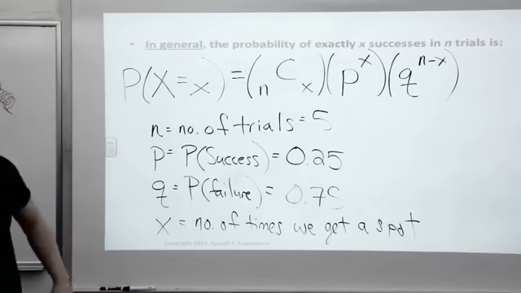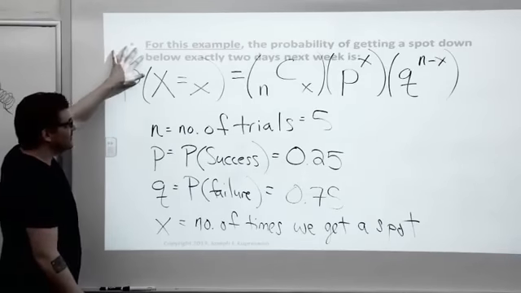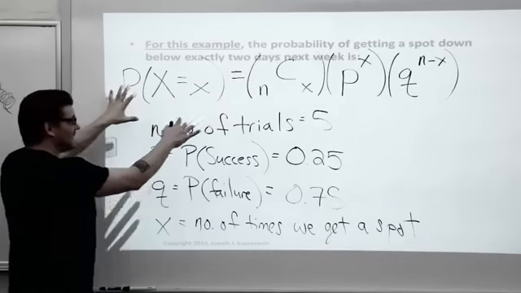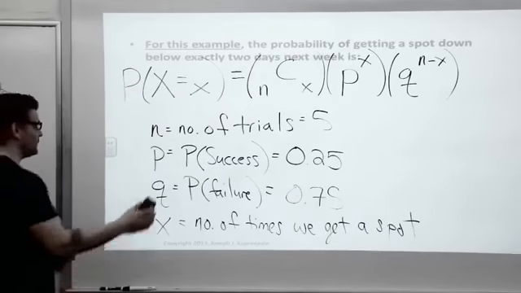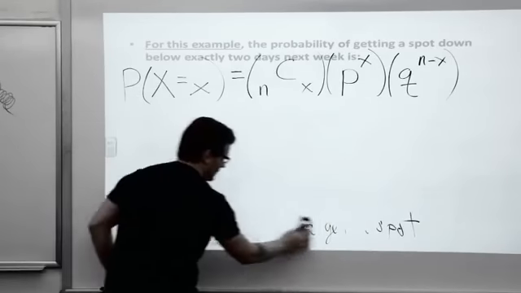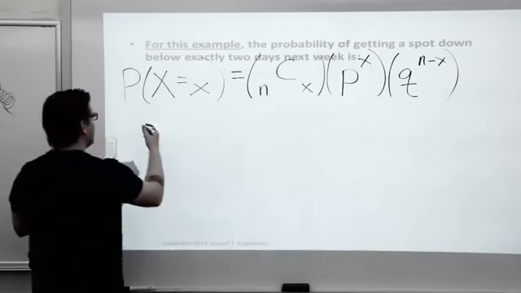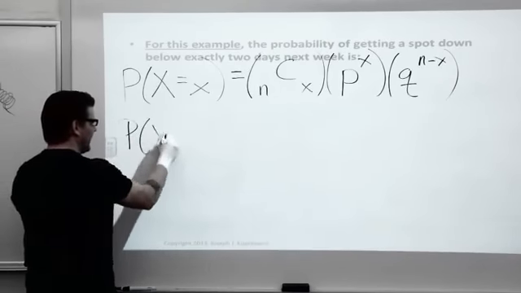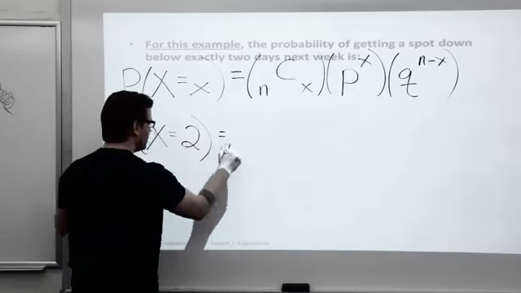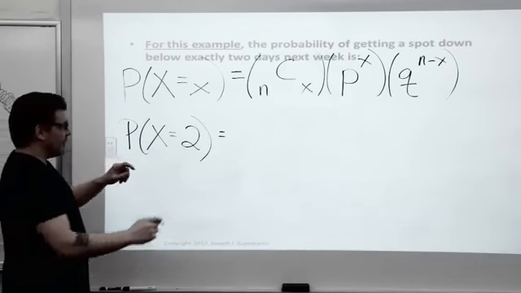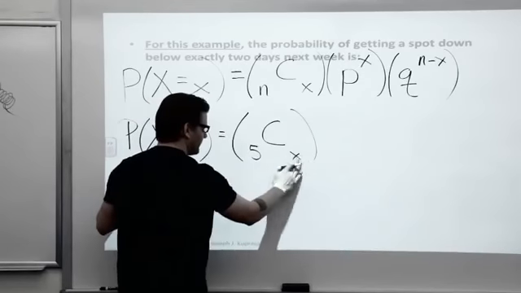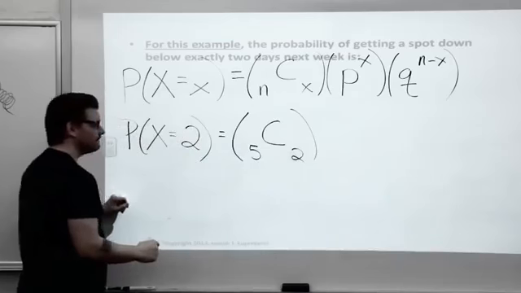If you flip down to the bottom of the page, it says for this example, the probability of getting a spot down below exactly 2 days next week is, I'll leave the formula there, I'll erase the stuff at the bottom, and we'll plug the numbers in. All right, so probability, big X equals, let's see, exactly 2 days, right? So P(X = 2). We do the N choose X part first. So let's see, this is the 5 choose 2. We know the numbers this time, right?